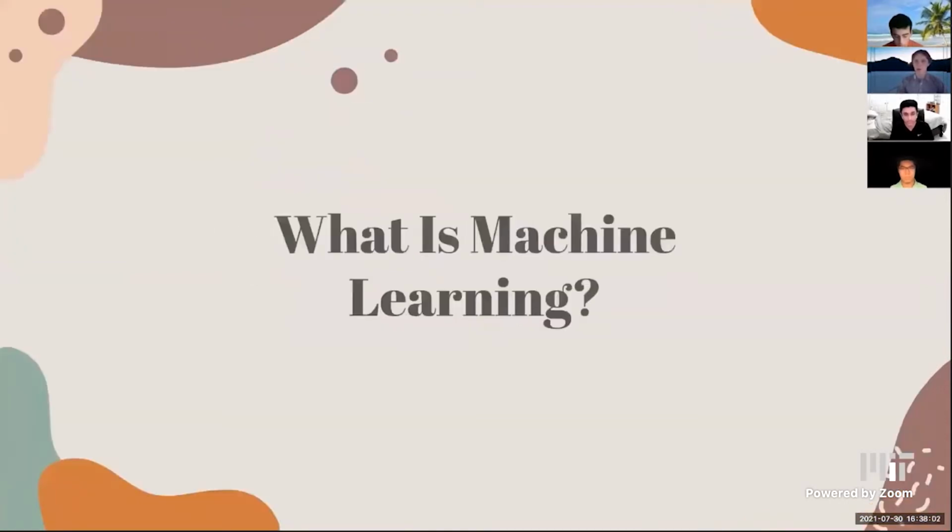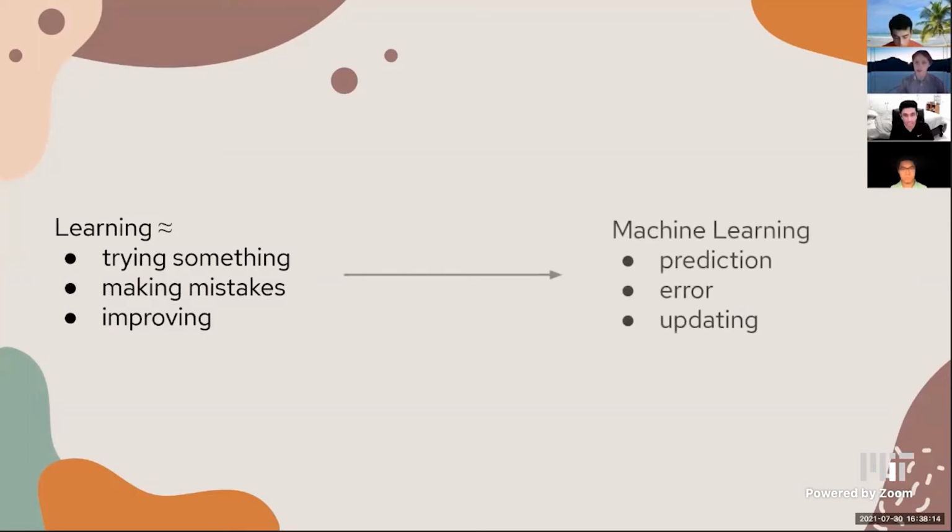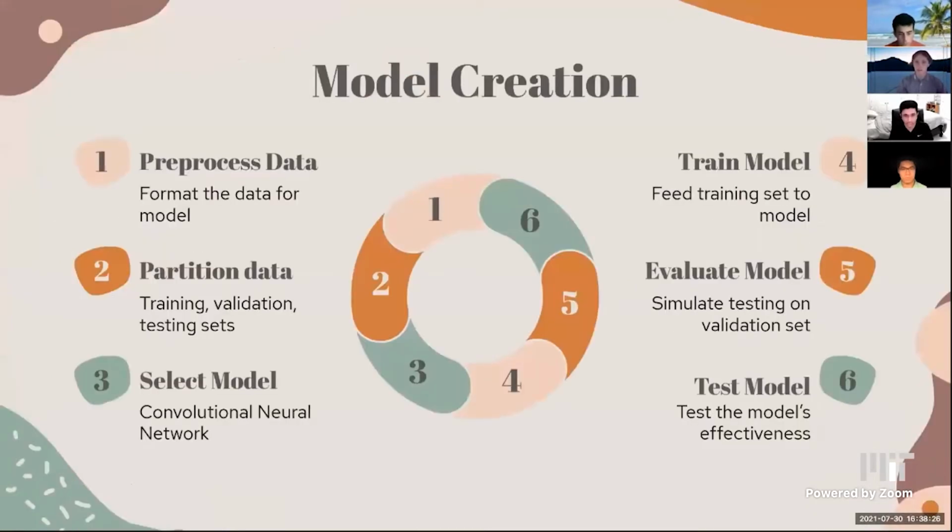Our course and this project are on machine learning, but what is machine learning? Let's start at learning in general. One definition of learning is trying something, making mistakes, and using those mistakes to improve. And machine learning does exactly that. It makes a prediction based on data and then receives a value representing how far off its guess was, sometimes called an error or loss, which it then uses to adjust its guessing mechanics to make a better guess the next time.